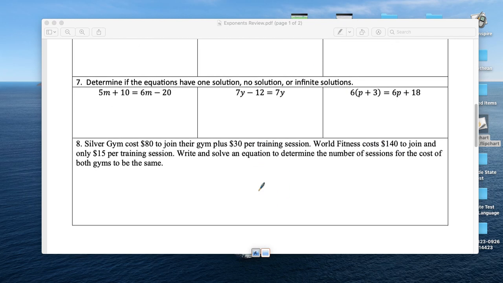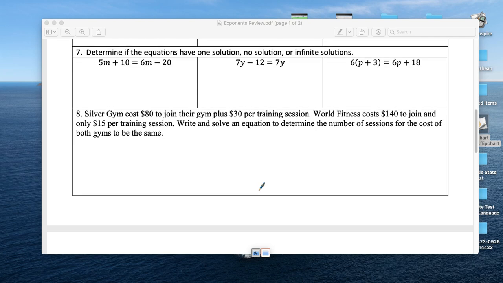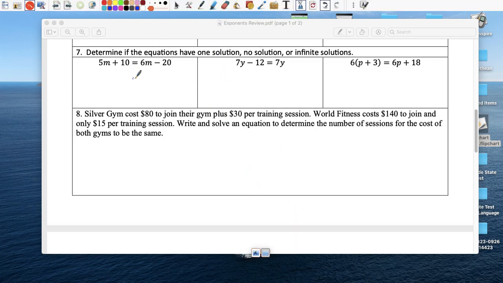Just go over your notes on the equations. No solution, one solution, infinite solution. So let's do the first one. Let's see which one it is. We have distributive property? No. Can I combine like terms? No. Are there variables on both sides? Yes. So get rid of the small one. We've got to get rid of the 5m.